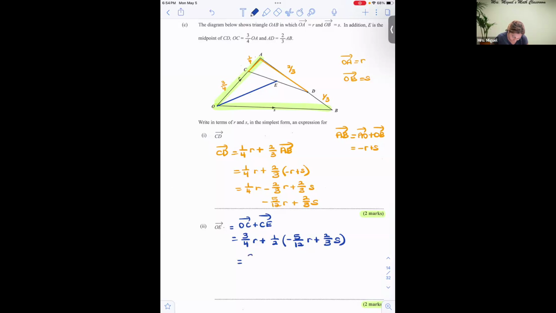Right? So you will get 3/4 R and a half multiplied by 5/12 is minus 5/24 R plus a half multiplied by 2/3, 1/3 S. So 3/4 minus 5/24 will give us 13/24 R plus 1/3 S. So the most difficult part of this whole thing was just to multiply it out.